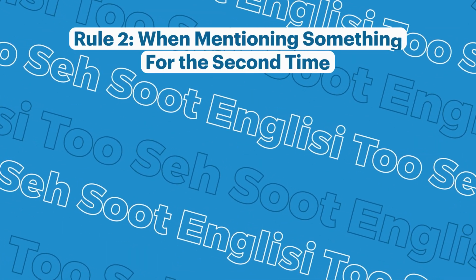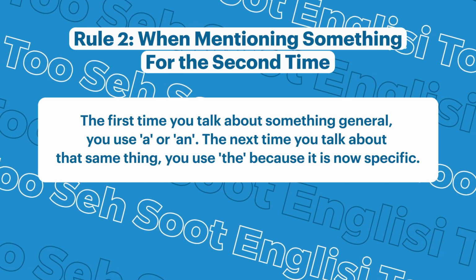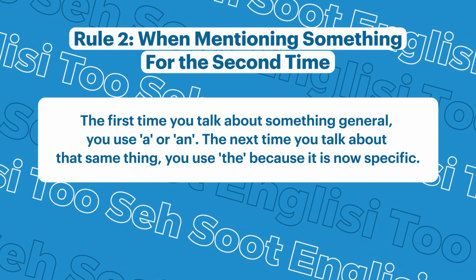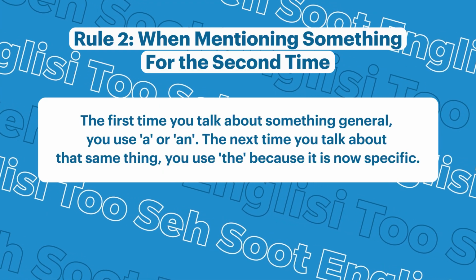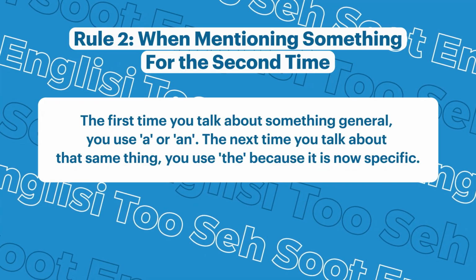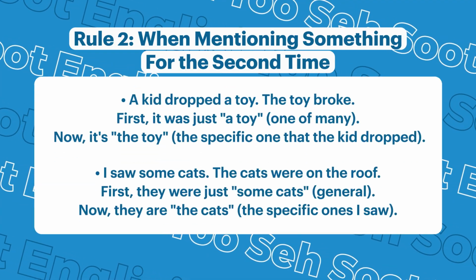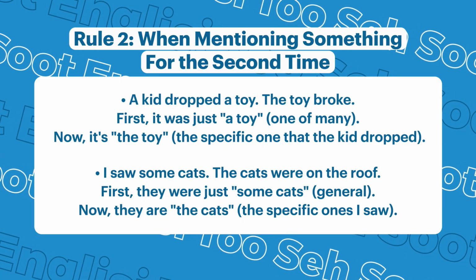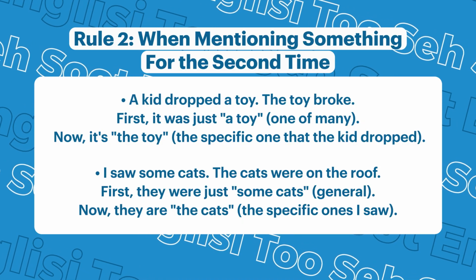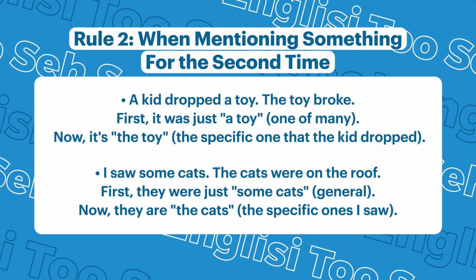Okay, what does rule number 2 say? It says when mentioning something for the second time. That means the first time you are talking about something general, you use a or an. The next time you talk about that same thing, you use the because it is now specific. For example, a kid dropped a toy. The toy broke. First, it was just a toy, one of many. Now it is the toy, the specific one that the kid dropped.